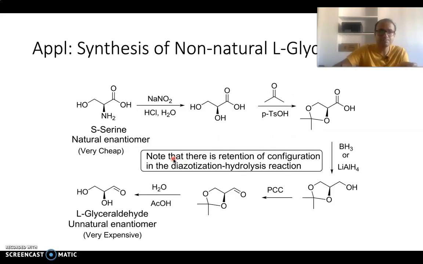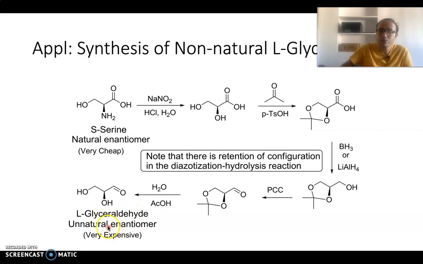For example, this is a naturally occurring enantiomeric amino acid, serine, and this is very cheap because it is naturally occurring and abundant. However, as I told you when I talked about glyceraldehyde, in nature you find D-glyceraldehyde, whereas L-glyceraldehyde is not found in nature. So that enantiomer, if you want it, you have to synthesize.